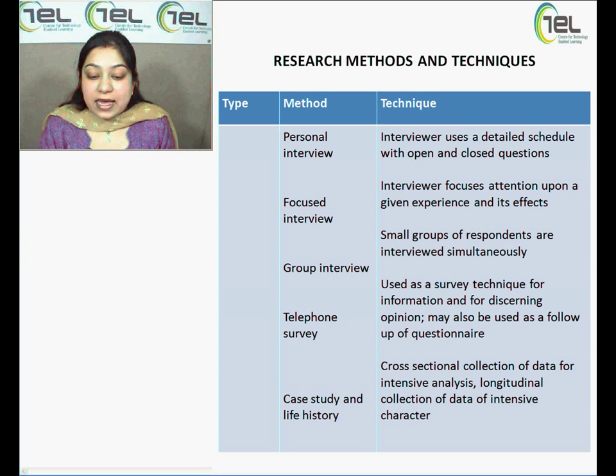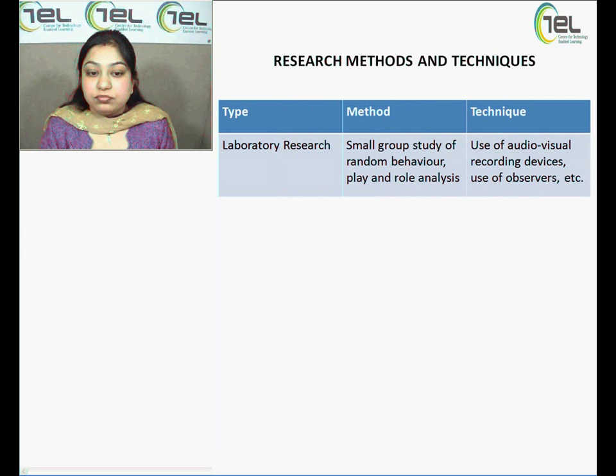Next method is case study and life history. These kinds of methods follow collection of data of an intensive character, a cross-sectional collection of data for intensive analysis of the research.